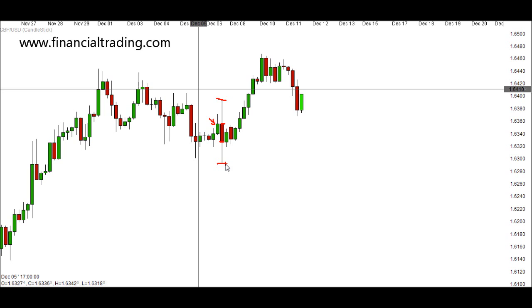Now what these wicks tell us is that price was down here at some point during the 4 hours, or if this was a 30-minute chart and we had a similar candle, then price was down here during the 30 minutes and price was also up here. But by the time the candle closed, price was here. So where price was during the duration of a candle, the candlestick will leave a footprint or a mark for us using these lines or wicks.